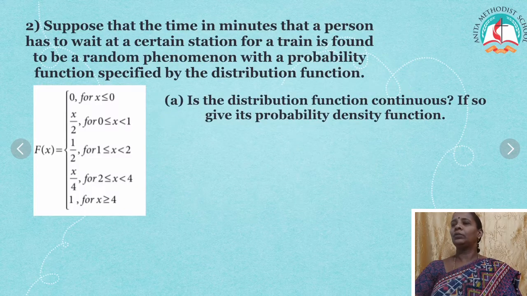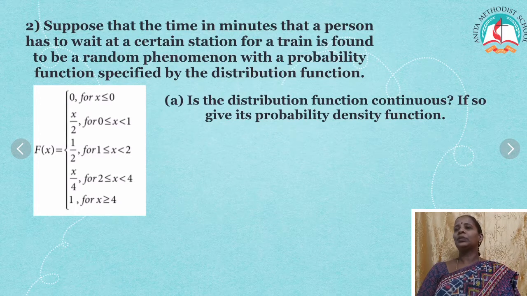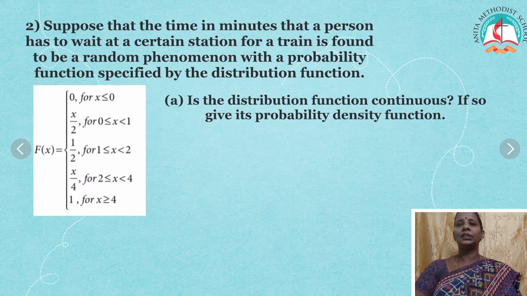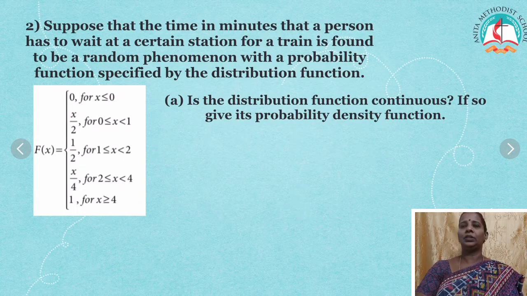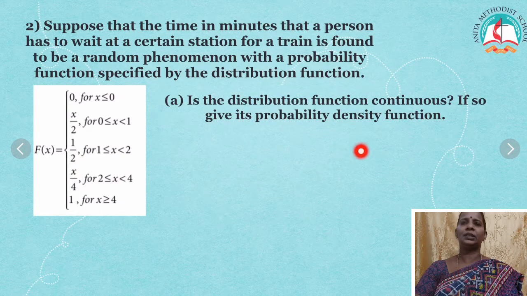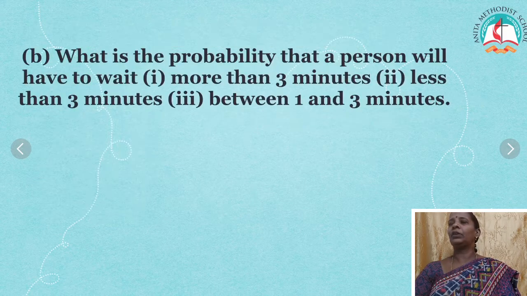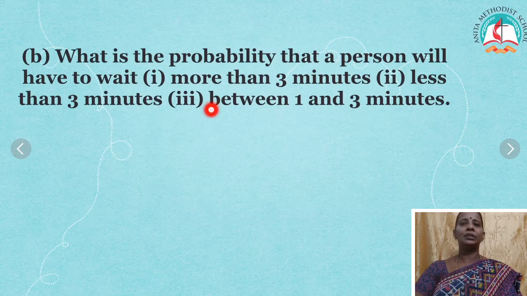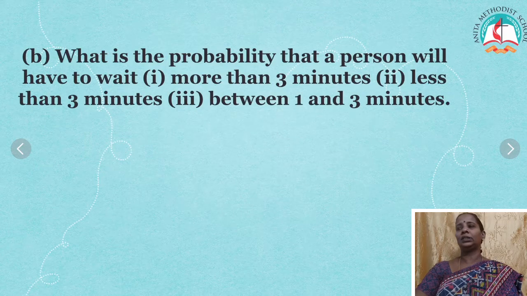Now look at the next problem. Suppose that the time in minutes that a person has to wait at a certain station for a train is found to be, okay, he is waiting and it is given as a function like this. We are asked to check whether the function is continuous. If it is continuous, we are asked to find the probability density function. One more subdivision is asked: what is the probability the person will have to wait more than 3 minutes, less than 3 minutes, and between 1 and 3 minutes?